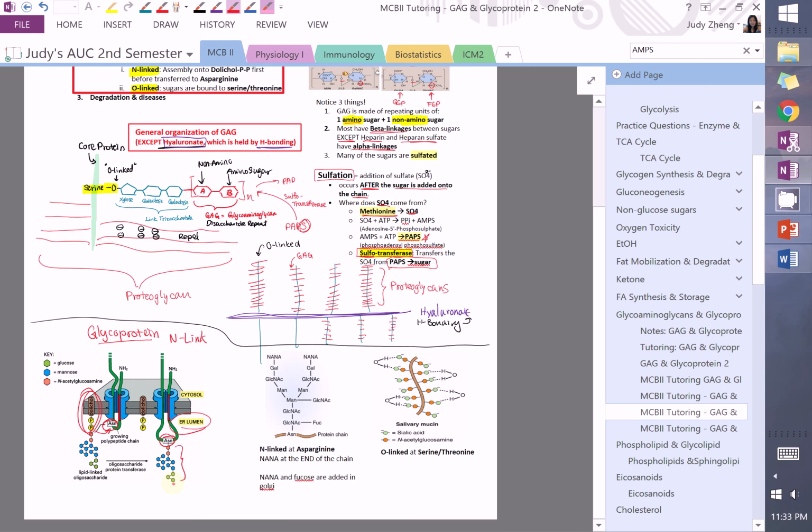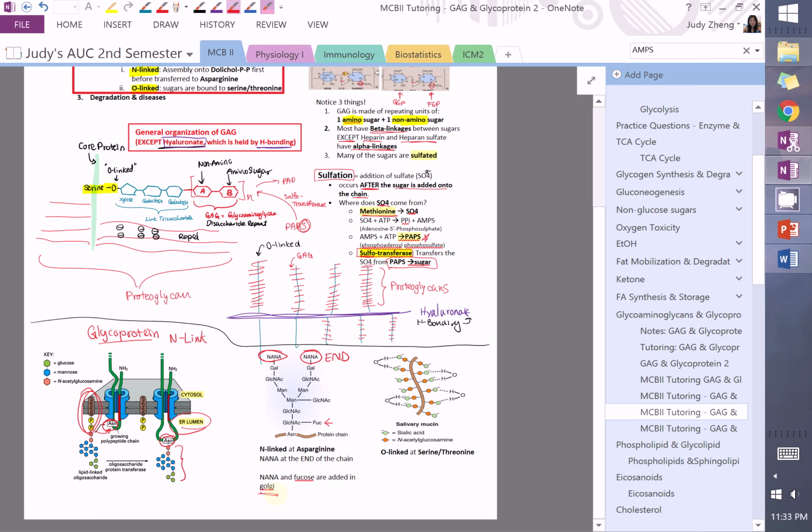Later on, when it gets to the Golgi, there could be additional modifications, including you can add NANA, which is the N-acetylneuraminic acid. NANA is always at the end of the sugar chains. And then you also have fucose that's also added on in the Golgi.